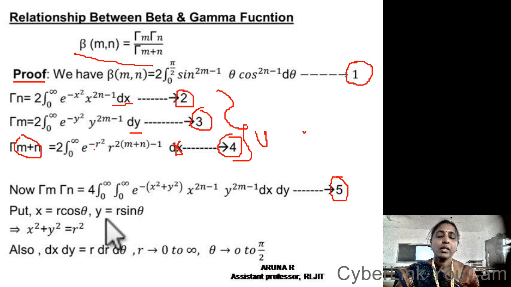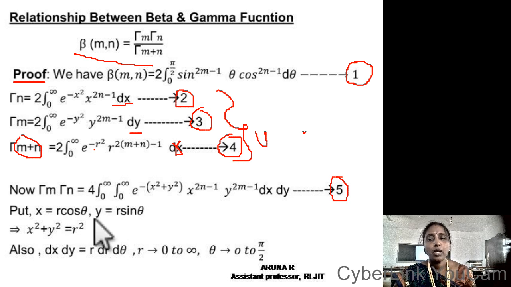As we know, the relationship between Cartesian and polar coordinates is x equals r cos theta and y equals r sin theta. If you do the squaring and adding of these two equations, on the LHS we will get x square plus y square. On the RHS we will get r square cos square theta plus r square sin square theta. If you take r square as common, we are left with cos square plus sin square, and as we know cos square plus sin square is nothing but 1. So finally we are left with r square.